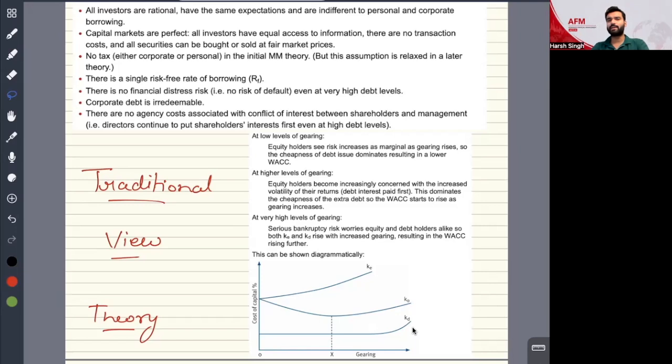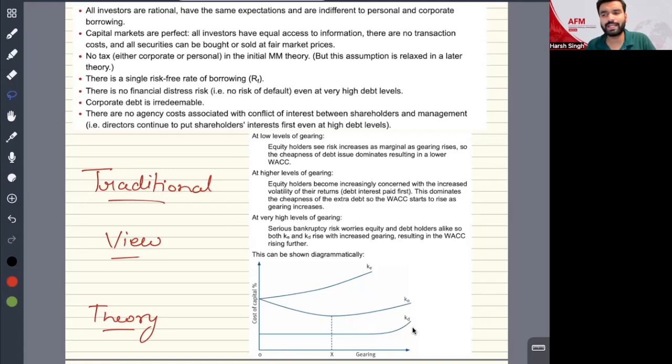First thing. Second, at a higher level of gearing, what will happen? The equity holders will think, yeah, I am taking a lot of risk. So now, if any more debt is induced, I will ask for more returns. Now, at a very high level of gearing, the equity holders are very tense. They feel like the company might become bankrupt.